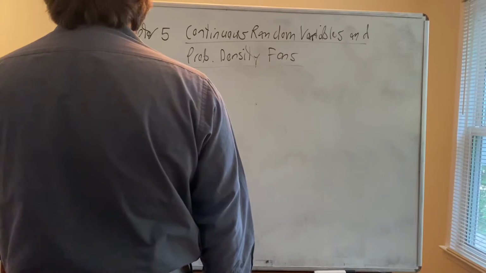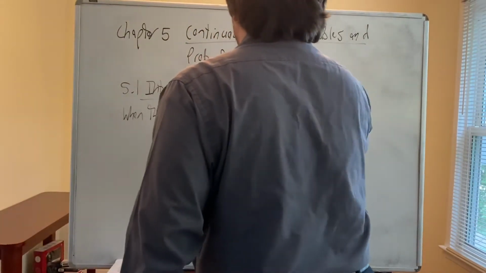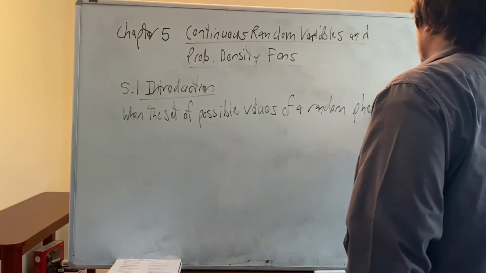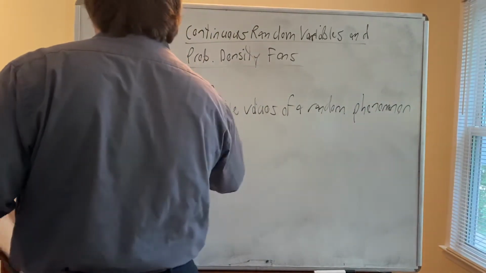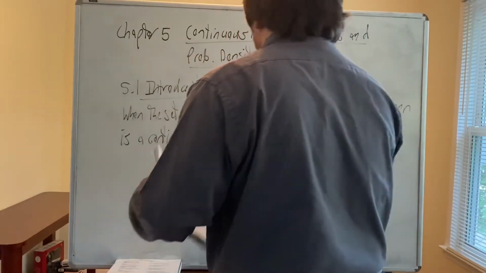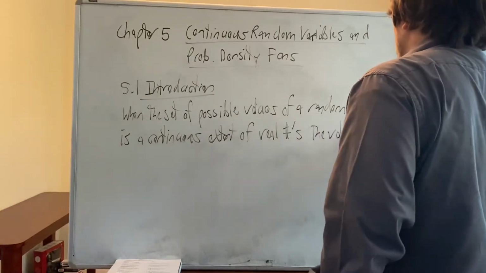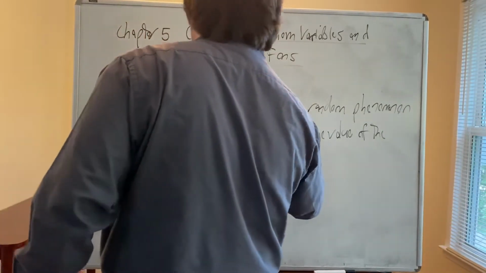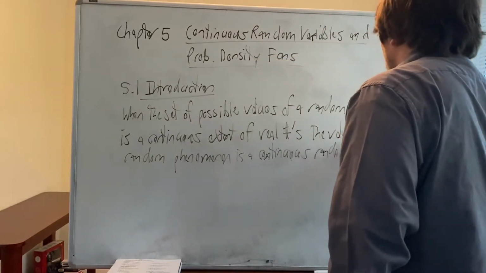Okay, so when the set of possible values of a random phenomenon is a continuous extent of real numbers, the value of the random phenomenon is a continuous random variable.